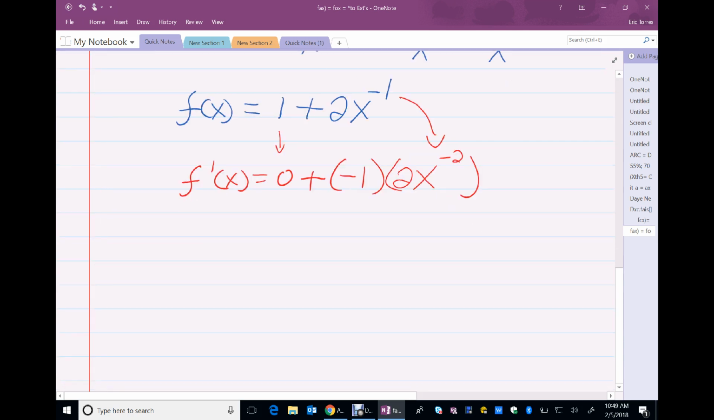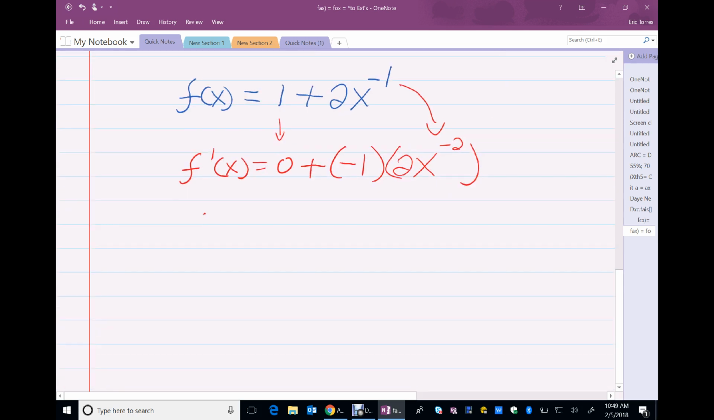And now I can clean this up a little bit. I have either in power function format, negative 2x to the negative 2, or I can also write it as negative 2 over x squared.